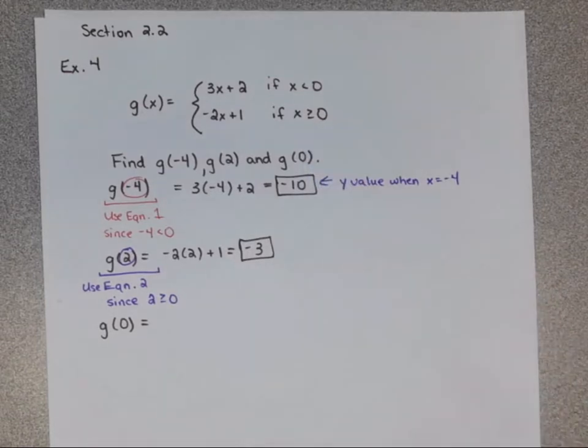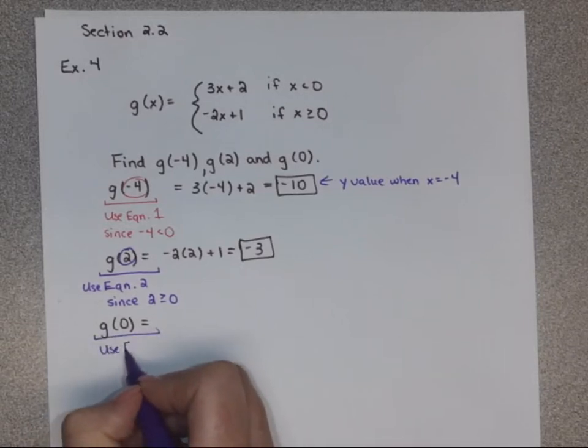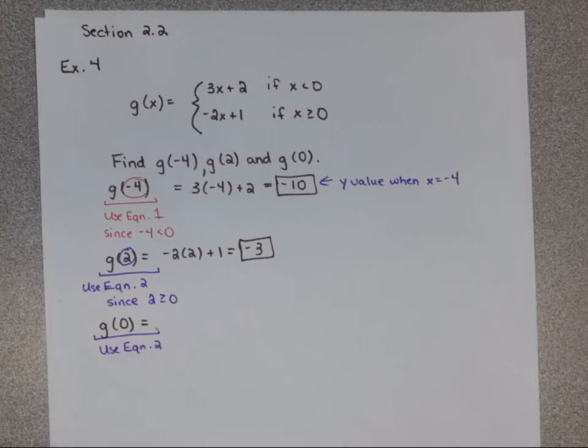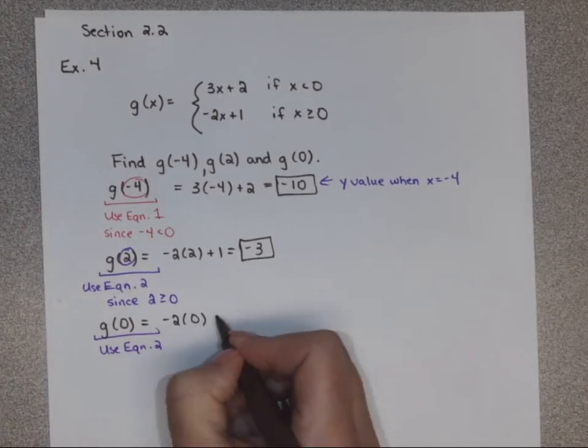So if we're greater than or equal to 0, then which category should we be using? 1 or 2? 2. So we're going to use equation 2, since 0 is greater than or equal to 0. In other words, we use the one that includes 0, and that's option number 2.